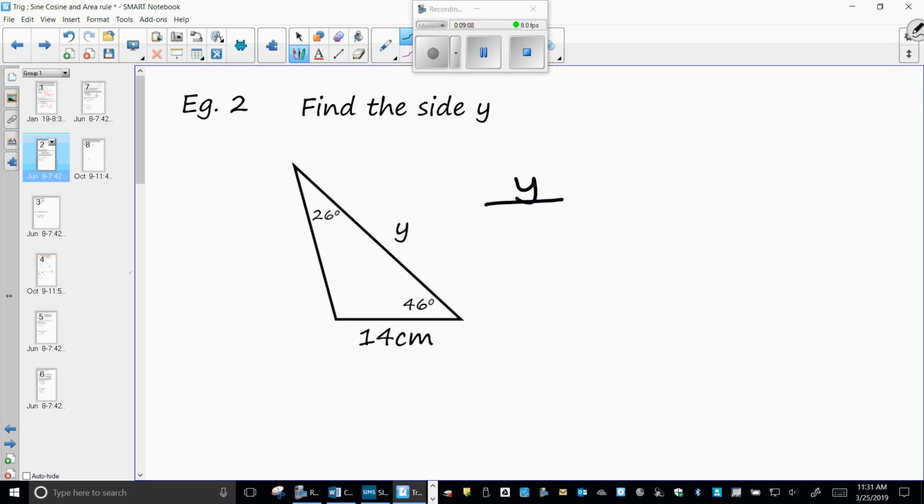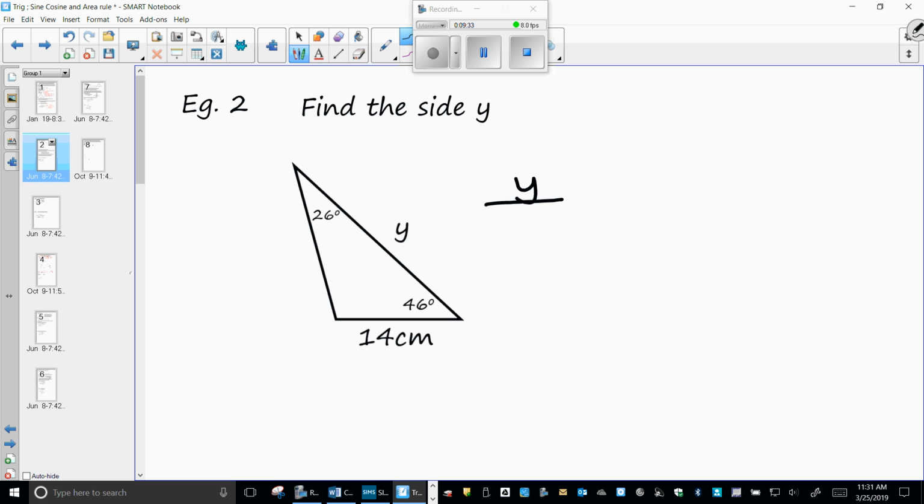So what would we say? Y over sine 46. Does everyone agree with that? No. Okay, that was a bit hard. Why might some people have not agreed? Because you have to find the other angle so that you have the opposite of the y.